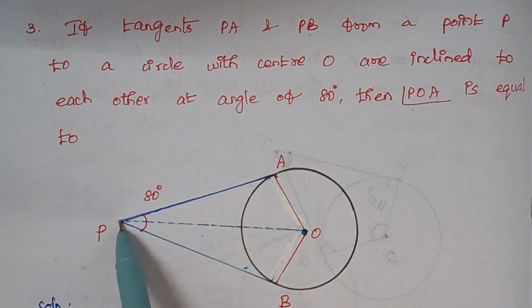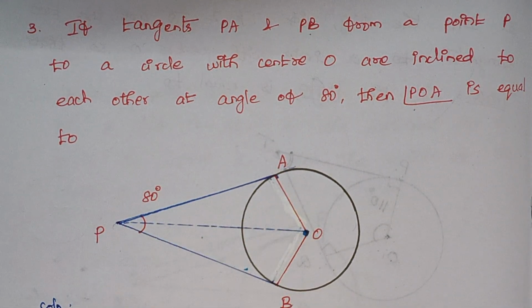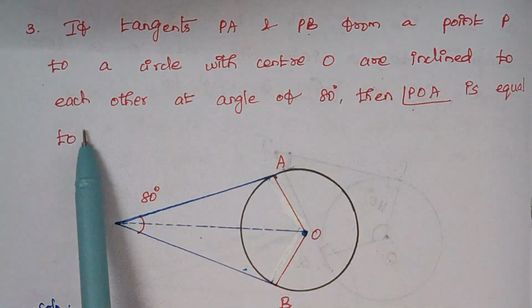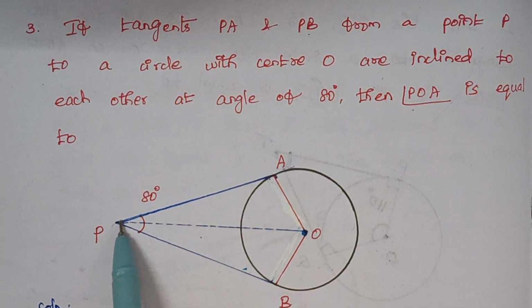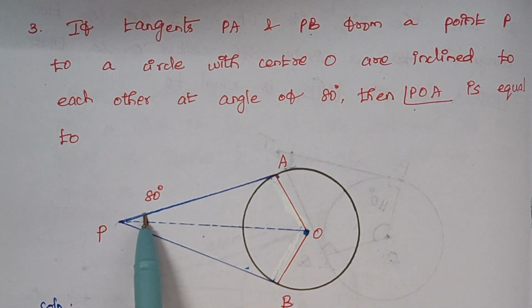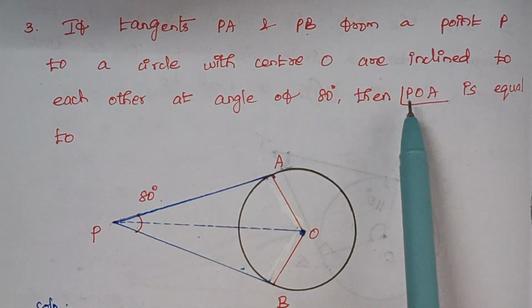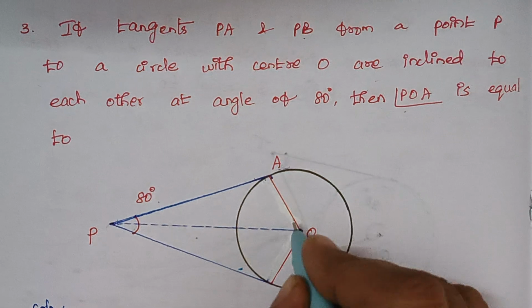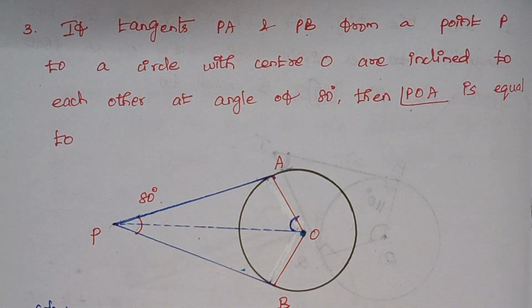So P is the point outside, and PA and PB are the tangents. And the tangents are inclined to each other at an angle of 80 degrees. So the angle between the tangents is 80 degrees. We have to find the angle POA. So here we need to find this angle.